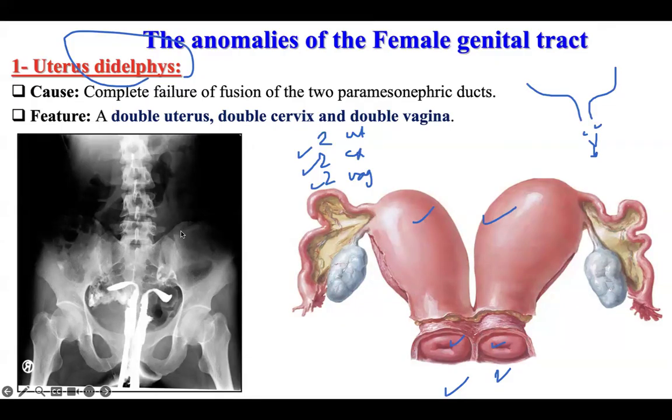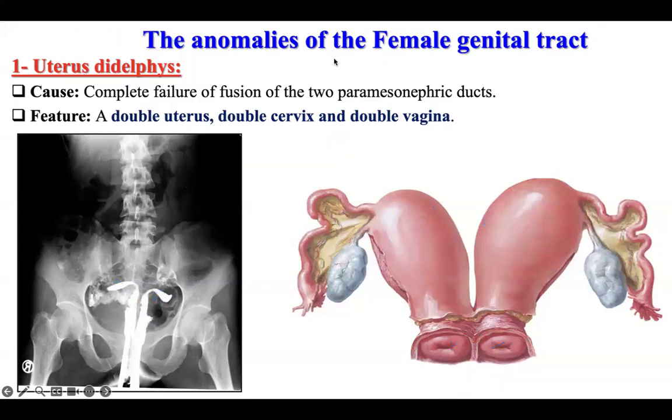What is the key of this imaging? This imaging is named hysterosalpingography. Hystero means uterus, salpingo means tube, graphy means imaging. We inject a dye inside the cervix, and this dye will go inside the uterus and fallopian tubes. Here we find vagina, cervix, uterus and tube. Also here tube, cervix, vagina and vagina. So we have double, double, double. So this case is diagnosed as uterus didelphus.